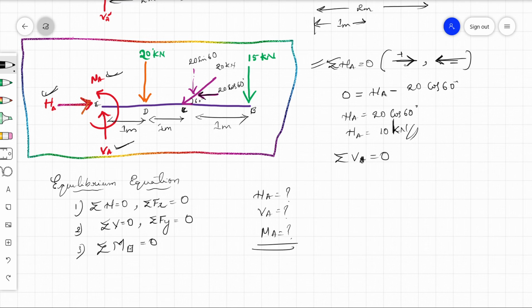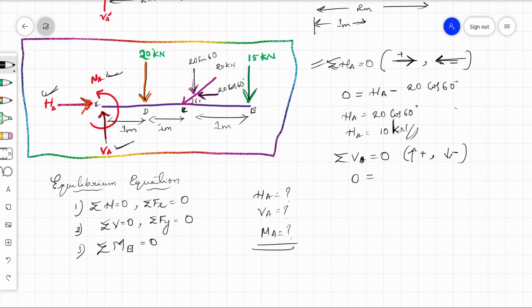Summation of all the vertical forces is equal to 0. So again, 0 is equal to, what are all the vertical forces? One is VA, this 20 kilonewton is a vertical force, 15 kilonewton is a vertical force, and this 20 sin 60 is a vertical force. And we assume that all upward is positive, downward is negative.